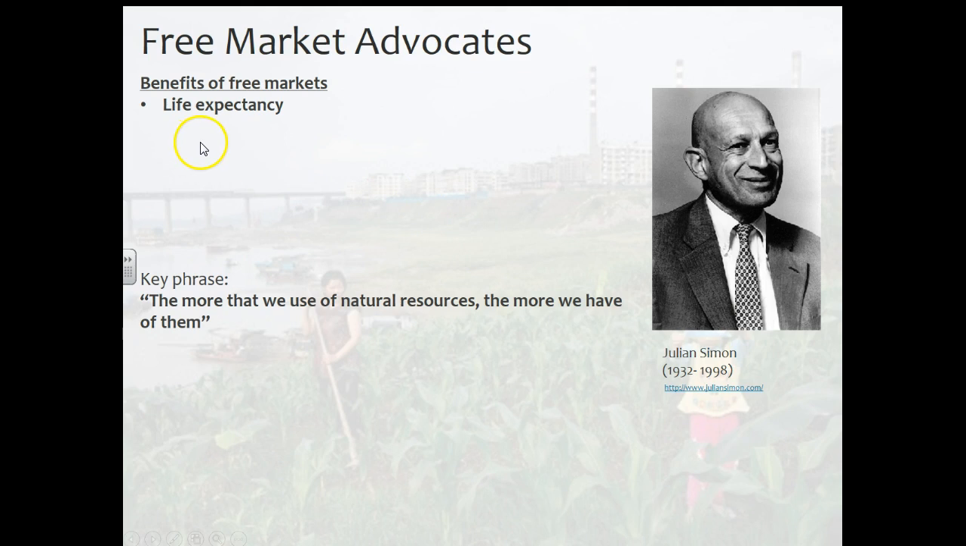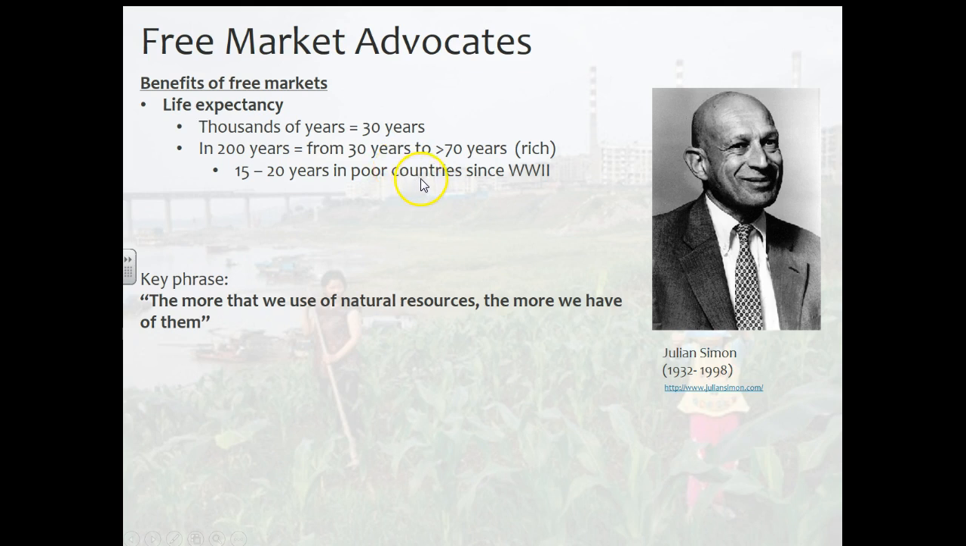He talked about life expectancy, and he said that for thousands of years, from the beginning of humanity, so however you want to count it, 150, 200,000 years ago, the average lifespan was about 30 years. That's about how long you'd expect to live. And then the richest country in the world 200 years ago, which was France at the time, still had a lifespan of 30 years. But in the span of 200 years, we went from 30 years to about 70 years and above in the wealthy countries.